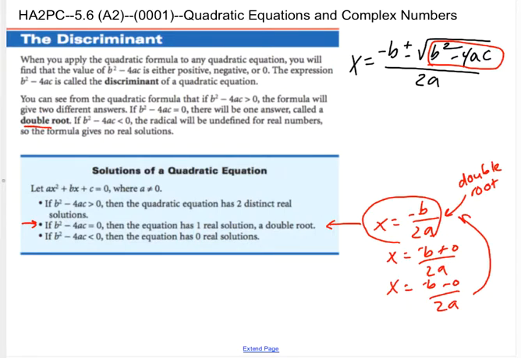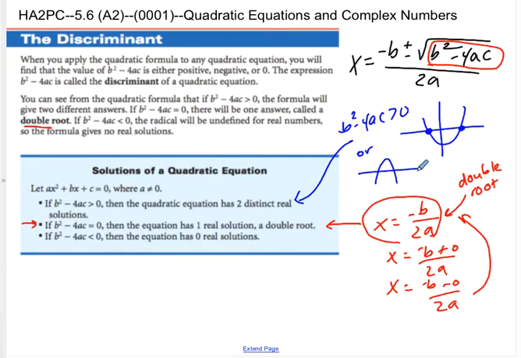Now, let's talk about what happens if the discriminant, b squared minus 4ac, is greater than 0. Then what that means is you're going to have two real roots. So if b squared minus 4ac is greater than 0, then you're going to have a graph that has two real roots. Maybe it looks like this, where there's a root here and a root here, right? Or maybe it looks like this, where you have two roots here.